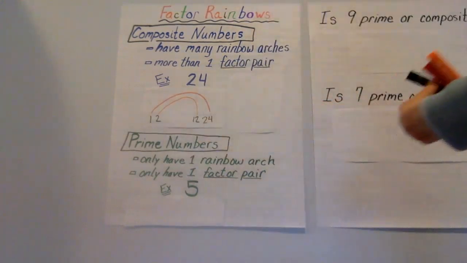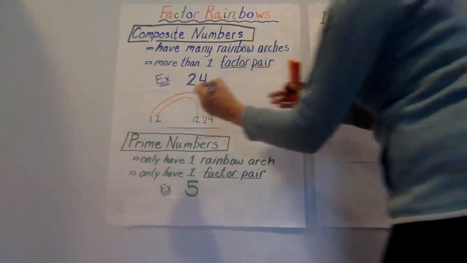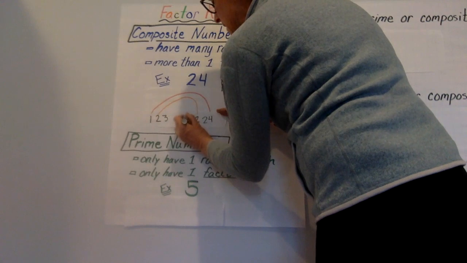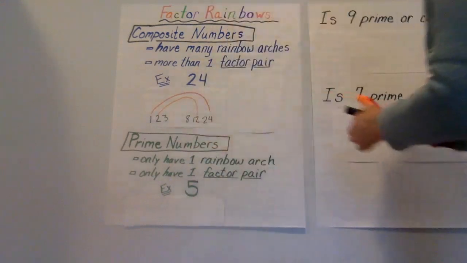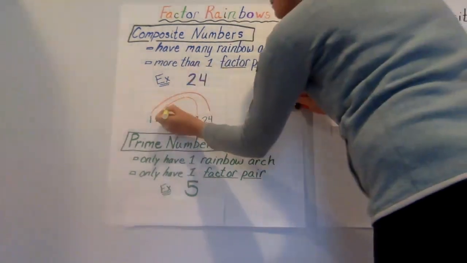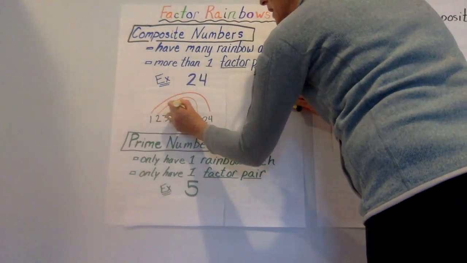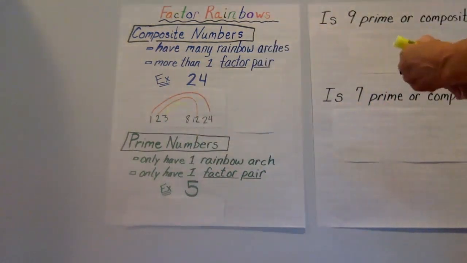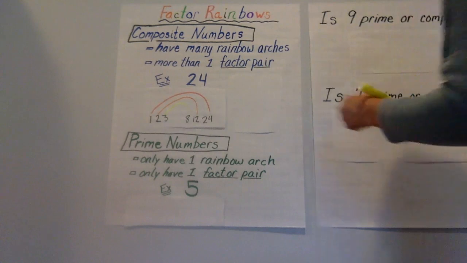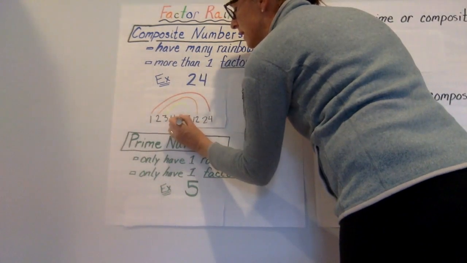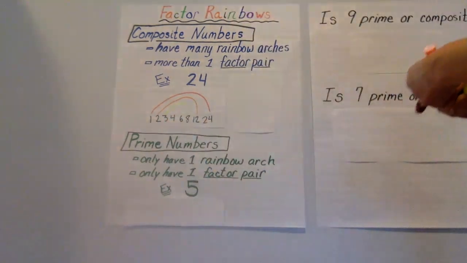Now I'm going to try 3. Yes, 3 works. 3 times 8 is equal to 24. So now I'm going to do my next arch. Here's my rainbow arch, 3 and 8. Those are factor pairs. Now I'm going to try 4. Yes, 4 works. 4 times 6 is equal to 24.